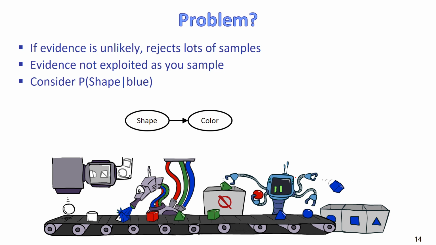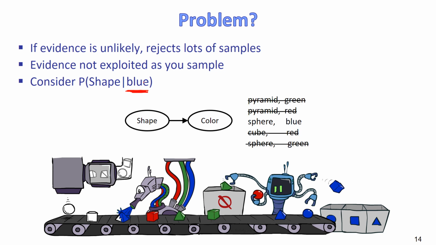So, for example, here, this is a very simple network of getting colored shapes. Let's say that we have just 2 nodes, shape and color, and I want to compute the probability of a shape given that the color is blue. So the evidence here is that the color is blue. I get samples and I will reject most of them, or many of them.